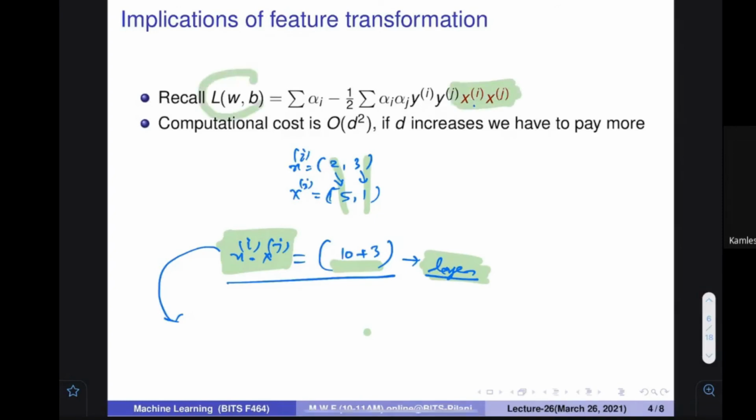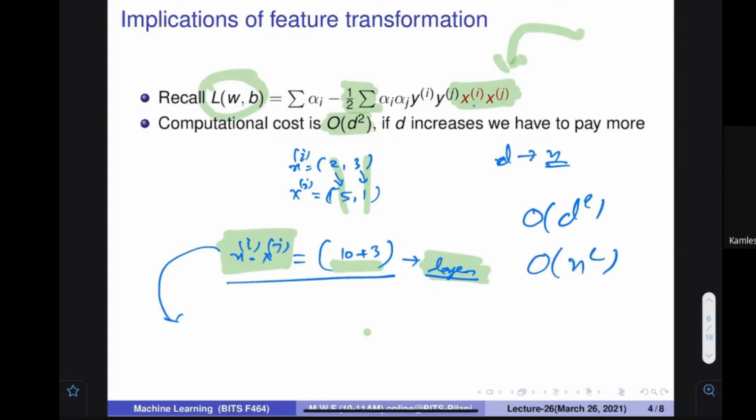On all the data items, we have to find out this particular quantity. How can we find it? How much computation do we have to invest? Computational cost is order of d square. If data is d-dimensional, meaning n features, it is going to take order of d square, or order of n square, because for all the items you have to multiply.